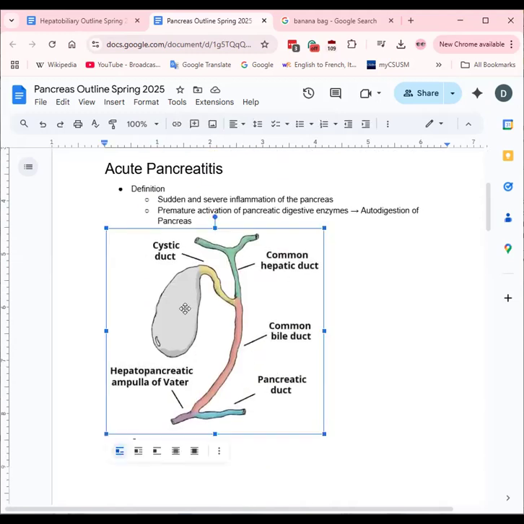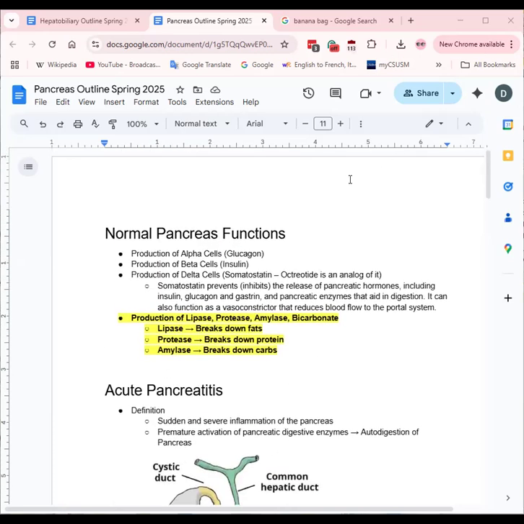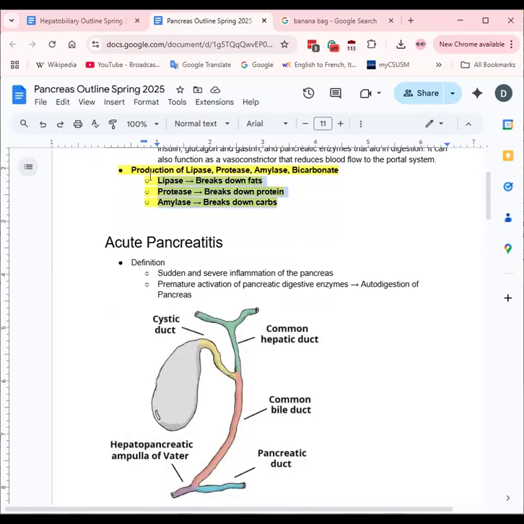So again, this picture comes back because it's all connected. The main thing to know about acute pancreatitis is that it's inflammation. Like I mentioned, the inflammation of the liver leads to the release of those liver enzymes. The inflammation of the pancreas leads to the release of your pancreatic enzymes, these that break down your macros: fats, proteins, and carbs.